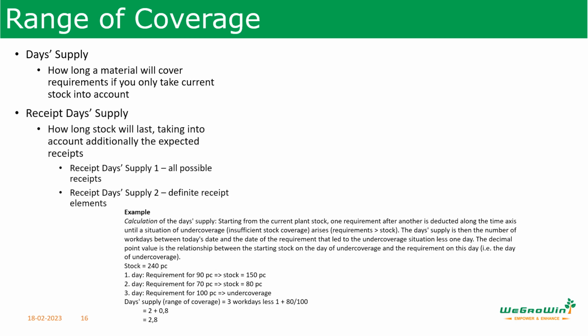Apart from this, there are two different types of receipt days supply. Stock plus including the receipt. Receipt days 1 supply means all possible receipts will be considered. Receipt days 2 supply means definite receipt elements will be considered. These are the two possible days supplies. So what are the elements to be considered in these things?